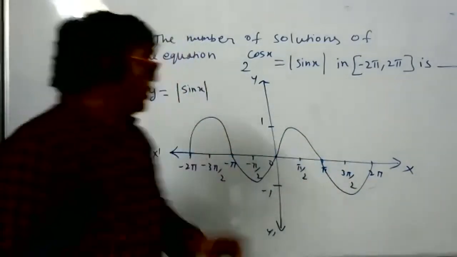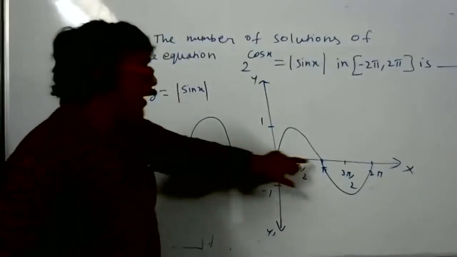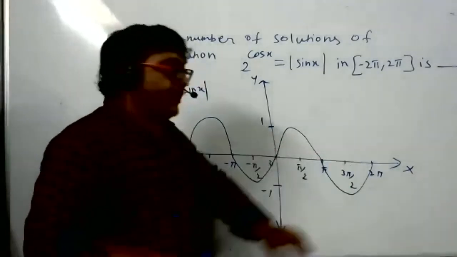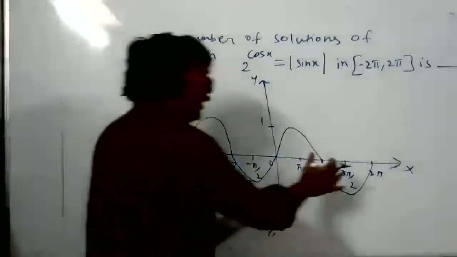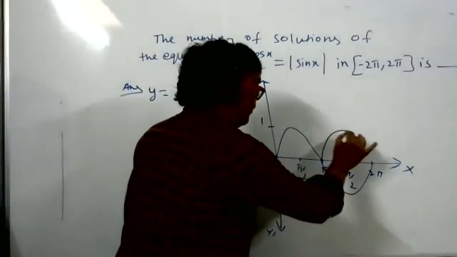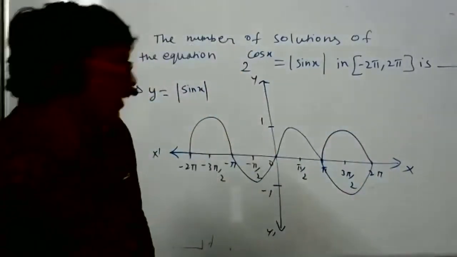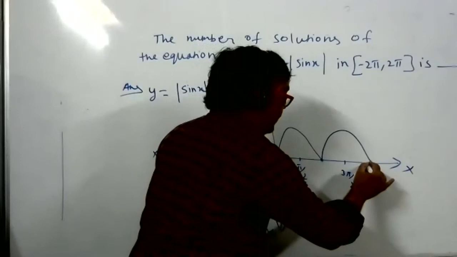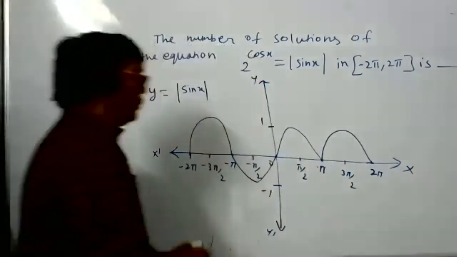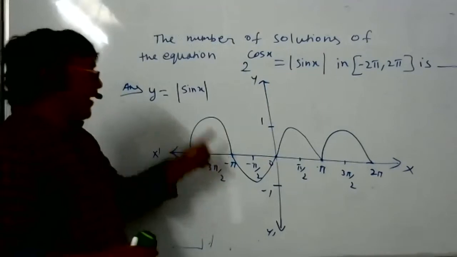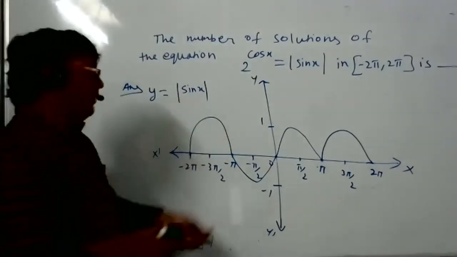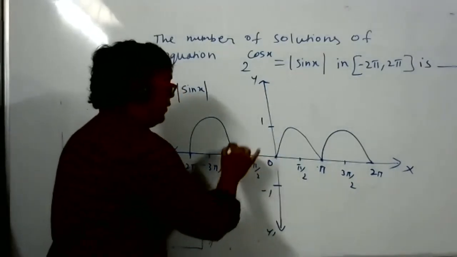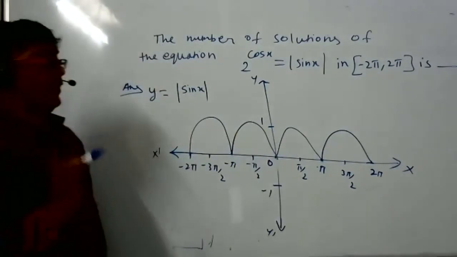So what happened? For mod sin x from 0 to pi, everything is positive, so no change. But from pi to 2 pi, it is negative. So the graph will change. This negative part will become positive, like this. y cannot be negative, so this part will not come. This is pi, this is 2 pi. And here also, from 0 to minus pi, sin x is negative, but with mod it finally becomes positive. So this also will be positive. This is the graph of mod sin x.